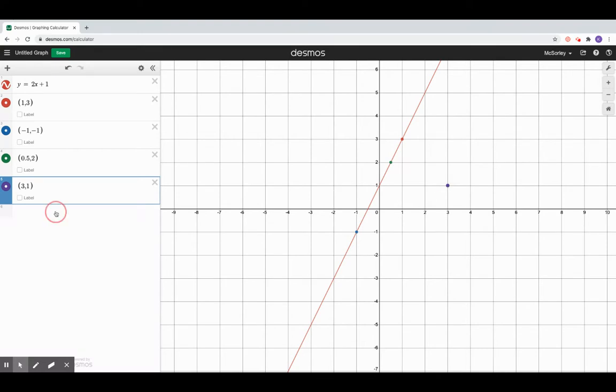Let's pick another one just for fun. I can see that (-2, 1) is not a solution because it is not on the line. Right? So to recap, (1, 3), (0.5, 2), and (0, 1) are solutions, and these points, (-2, 1) and (3, 1), are not solutions to this linear equation.